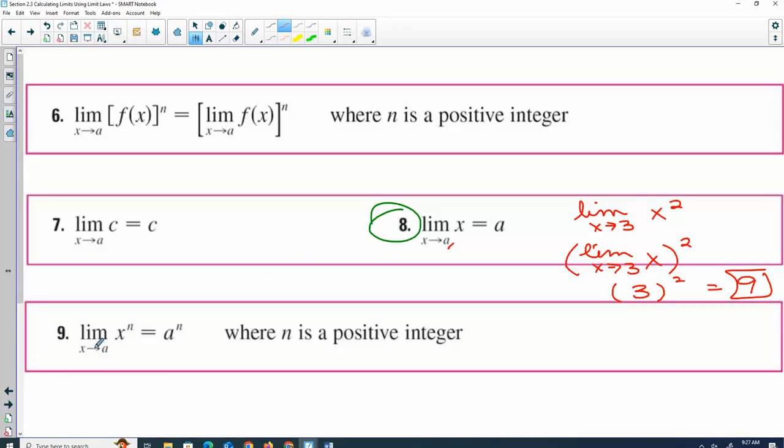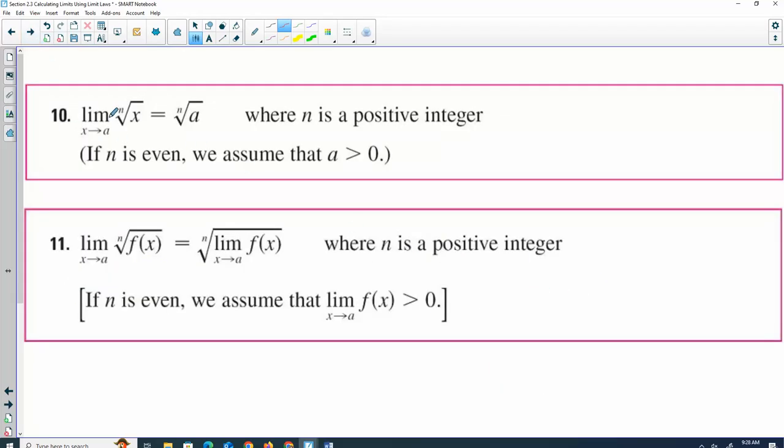So this is kind of an extension of that. It's saying you don't have to show that much work. If you have x to a power, you can just plug it in. It'll be a to that power. So if I said the limit as x approaches 5 of x to the third, can you tell me what that would equal? 125. It would just be 5 to the third power.